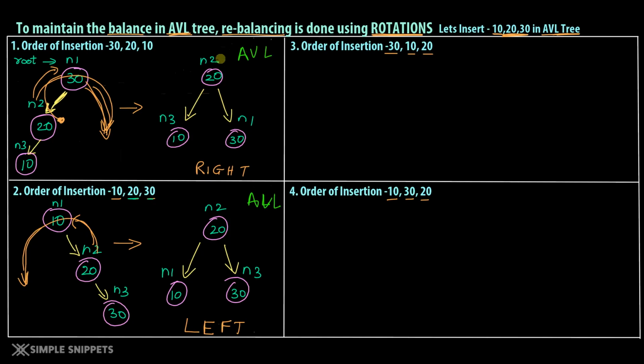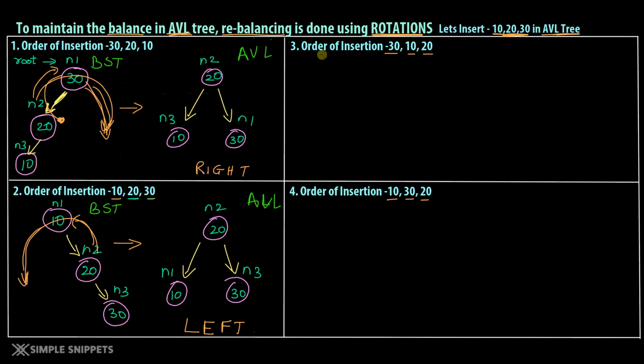So this was a binary search tree but it was imbalanced, we did the balancing, we did the right rotation, we got an AVL tree. Again, this was a binary search tree but it was imbalanced, we did a left rotation and we got an AVL tree. Alright, so these two scenarios were pretty straightforward. We just had to do one single rotation and we got the AVL tree.